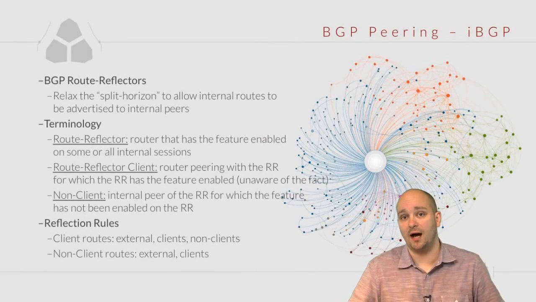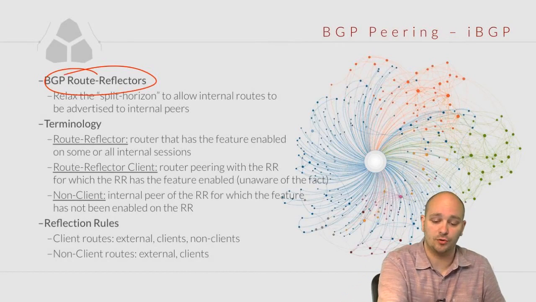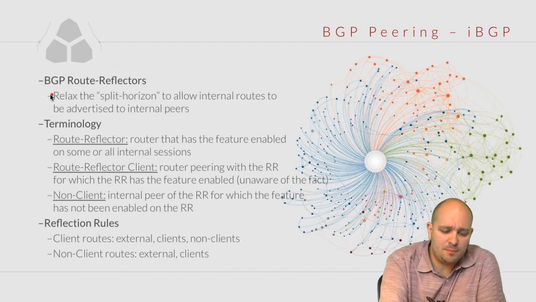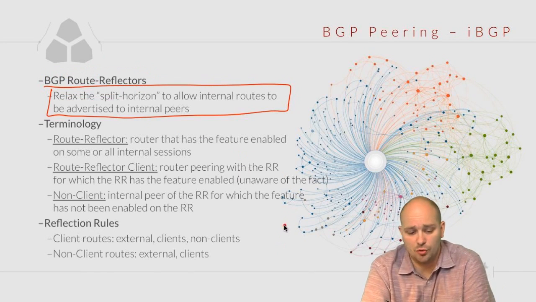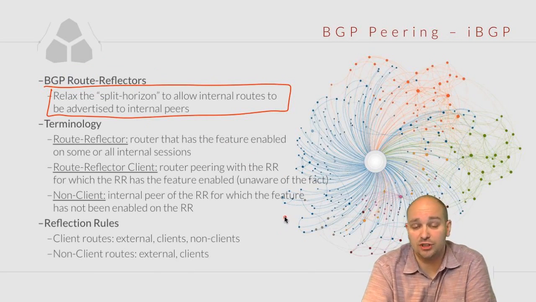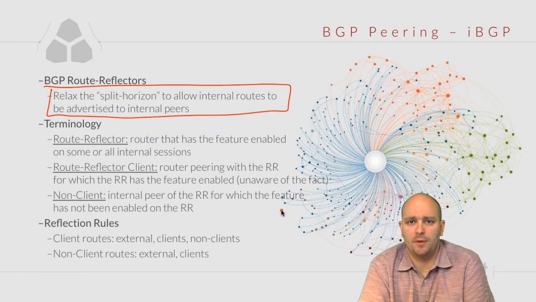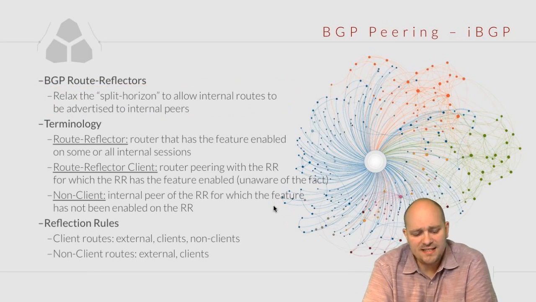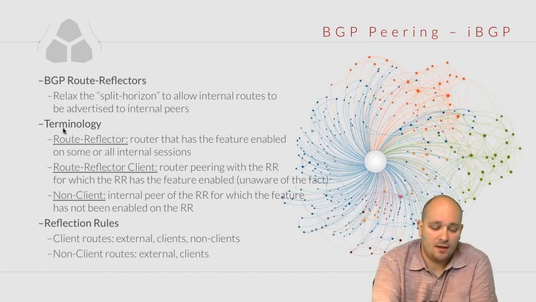One way would be to make our router R3 a so-called BGP route reflector. Now, what is a BGP route reflector? Practically speaking, it's the router that has somewhat relaxed split horizon rules that allows the internal routes to be advertised to other internal peers. But not all internal peers, from the perspective of this route reflector, are the same. So let's take a look at some of the terminology that BGP uses to describe the behavior of route reflectors.